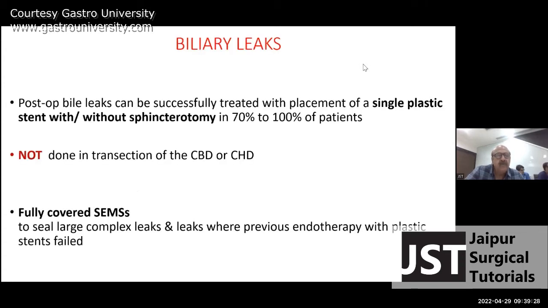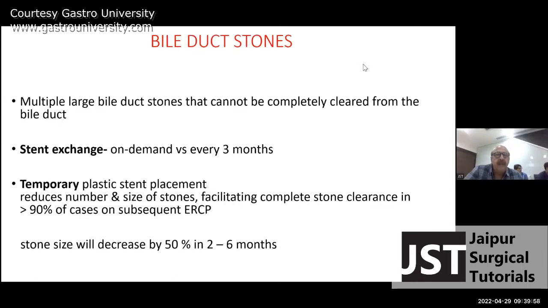Post-op bile leaks are successfully treated by stenting only, or sphincterotomy plus stenting, in 70 to 100% of patients, and it cannot be done where there is a complete transection or ligation of the common bile duct or common hepatic duct. Fully covered SEMS are indicated where a plastic stent and sphincterotomy done together fail in decreasing the leak. Bile duct stones, multiple stents.